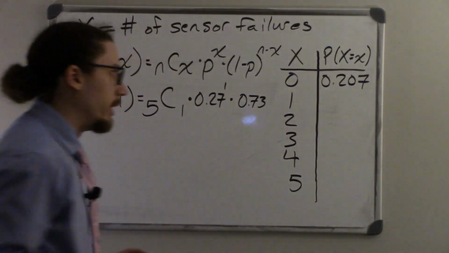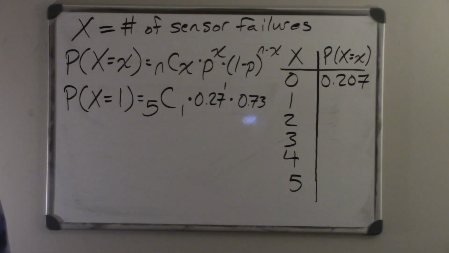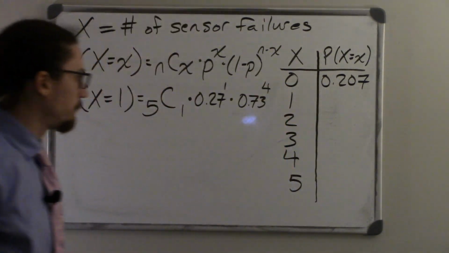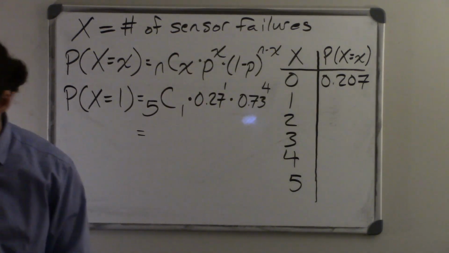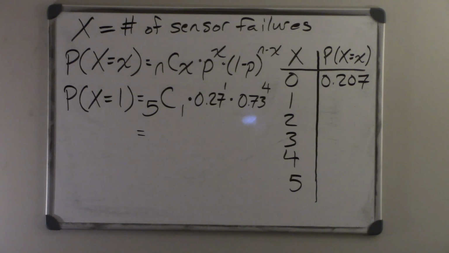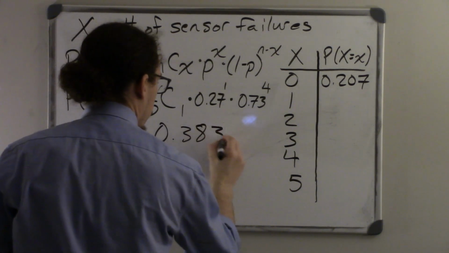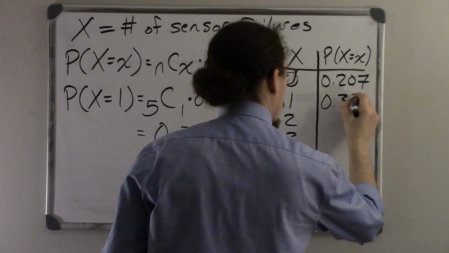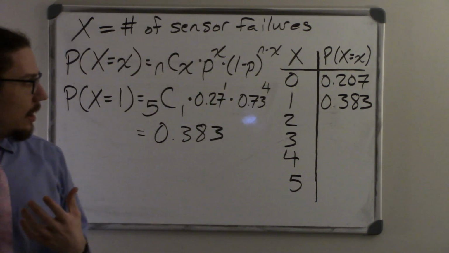Times 1 minus p, which we already know is 0.73, raised to n minus x. N is 5, x is 1, so 5 minus 1 gives us 4. So once again, we're just going to punch all of this into our calculator, and we are going to get 0.383. And so we would just fill that in over here.